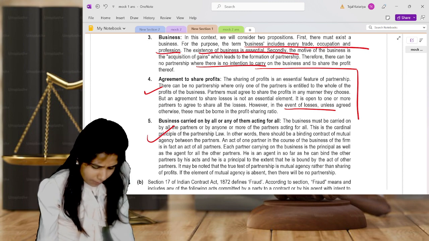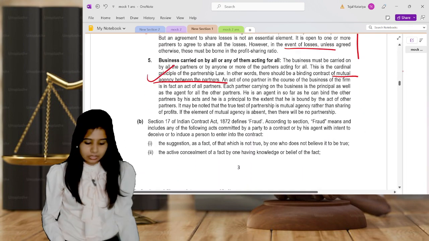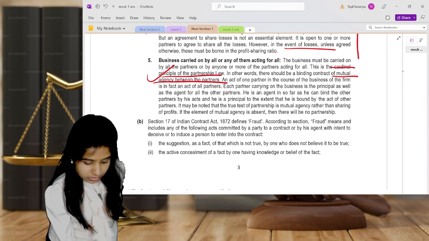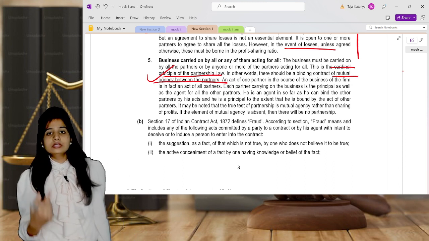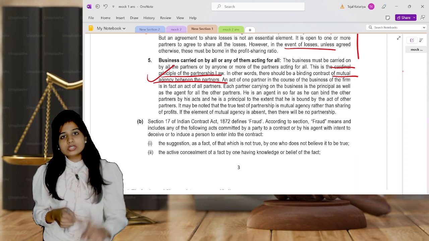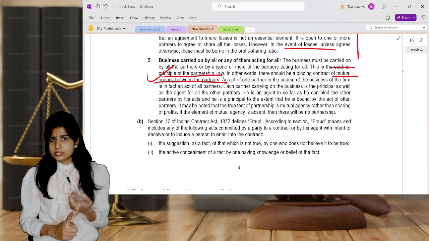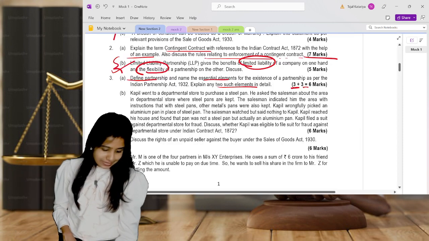And the last one talks about the mutual agency principle between the partners, that is the cardinal principle of partnership law. That's why I said either write these kinds of words which are quite important or the keywords in your exam. So I would suggest that write first one, that 2 or more persons association point, and the last one, 5th point. Now that's it.